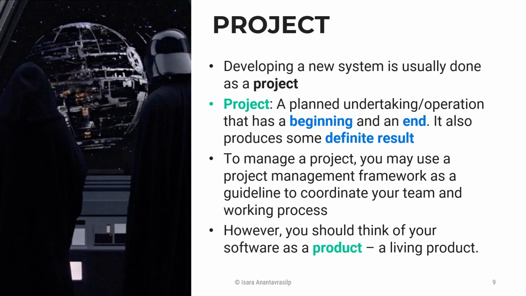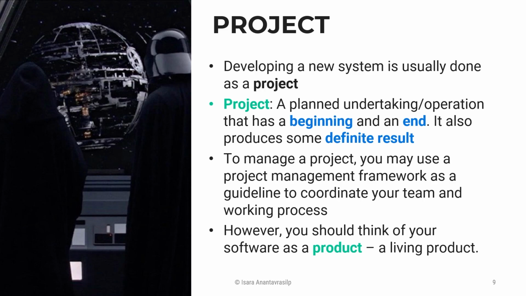Developing a new system is usually done as a project, either it is a house, a Death Star, or a software. A project is a planned undertaking or a planned operation that has a beginning and an end. So it has a starting point and an end point. It also produces some definite result.